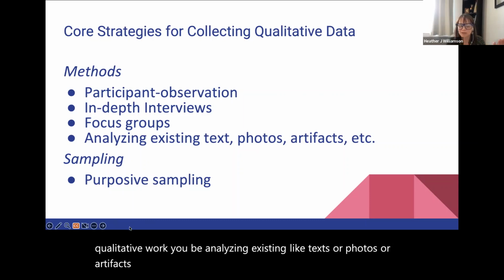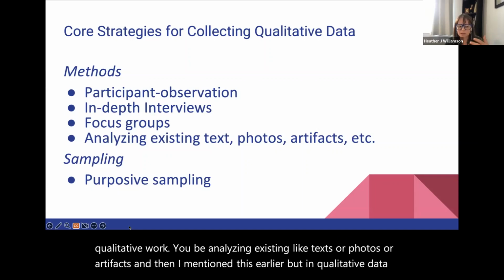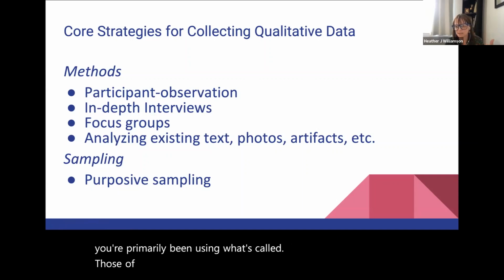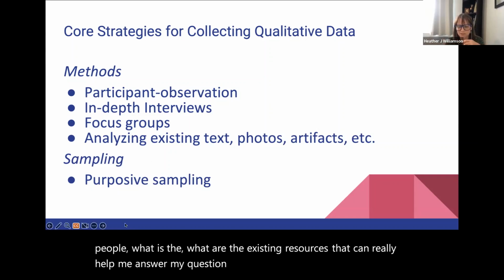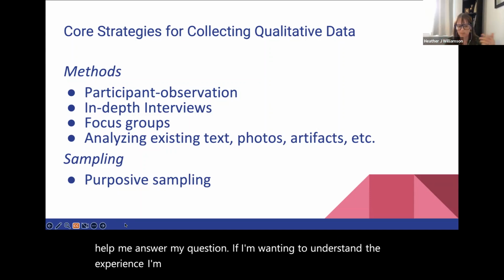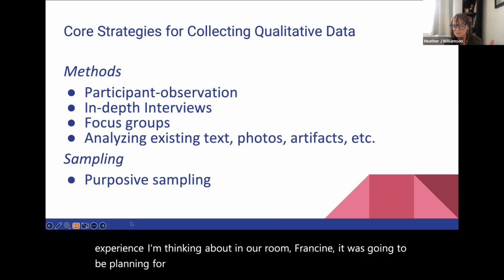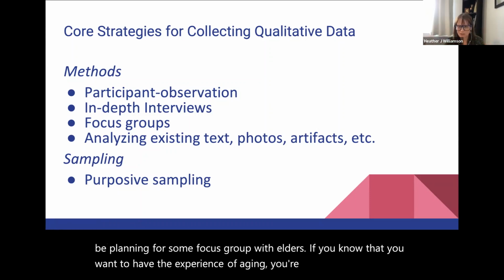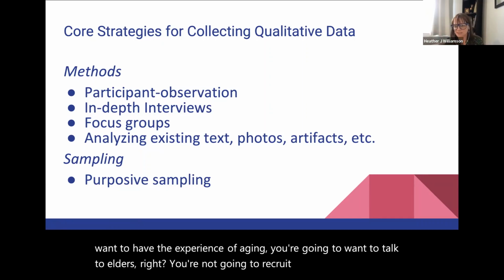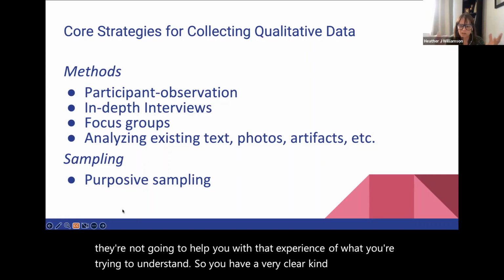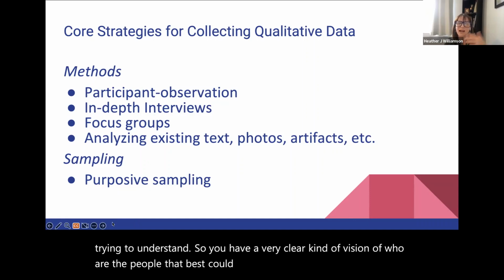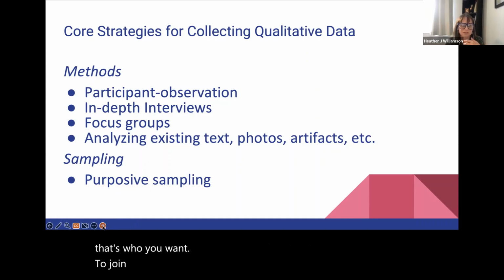I mentioned this earlier, but in qualitative work you're primarily using what's called purposive sampling. You're really going into it asking, who are the people, and what are the existing resources that can really help me answer my question? If I'm wanting to understand the experience of aging, like Francine planning focus groups with elders, you're going to want to talk to elders. You're not going to recruit young adults because they're not going to help you with the experience you're trying to understand. So you have a very clear vision of who best could answer your research question, and that's who you want to join you in these conversations.